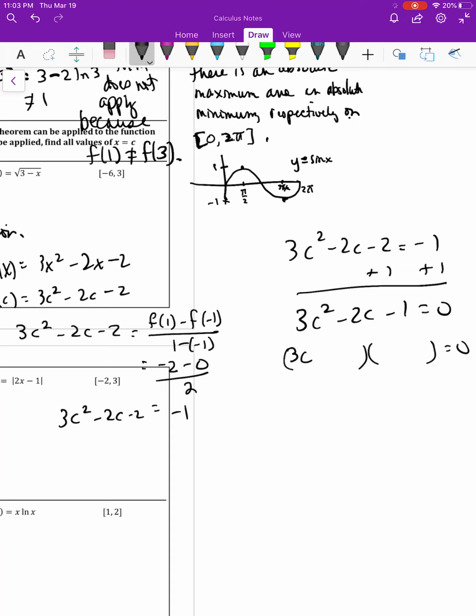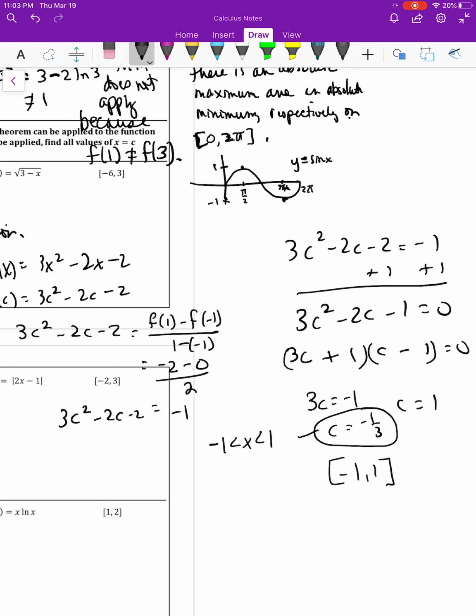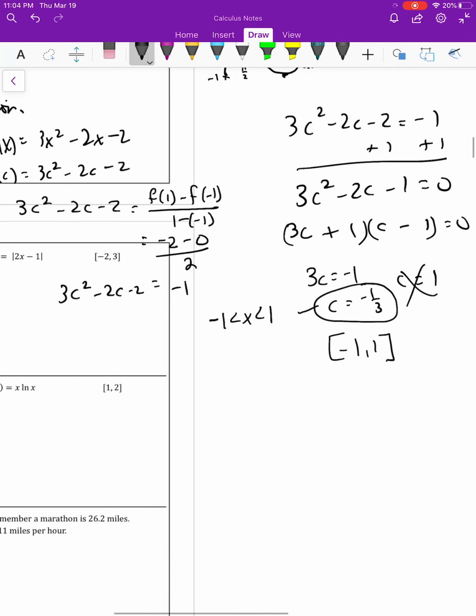And now let's try to factor. 3c, c, 1 and 1. We want negative, positive, because negative 3, positive 1 gives us that negative 2 in the middle. 3c equals negative 1, c equals negative 1/3, c equals 1. Since our interval is negative 1 to 1, this c value is supposed to be between negative 1 and 1, not at an endpoint. So we can throw this one out and just focus on c equals negative 1/3.